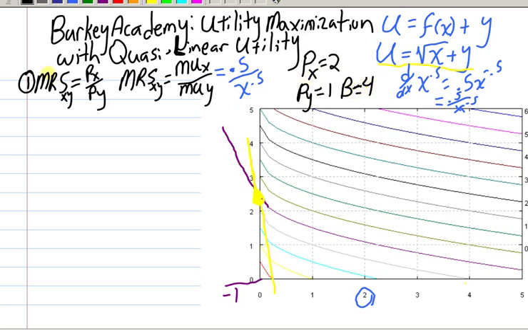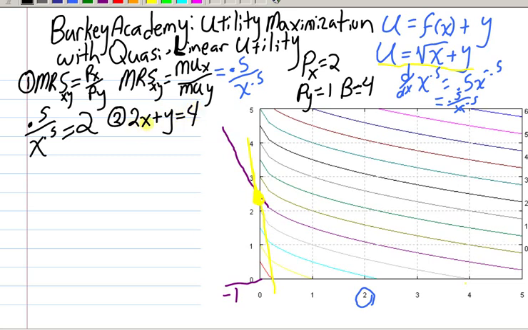Okay, so then this first equation here is going to be the marginal rate of substitution, which equals 0.5 over x to the 0.5, equals the price of x over the price of y, 2 over 1, which just equals 2. Our second equation is the budget line here. So our budget line, equation number 2: 2x plus 1y equals 4.